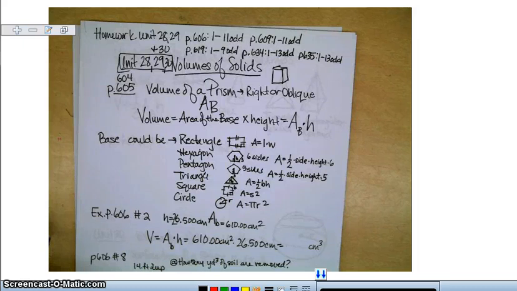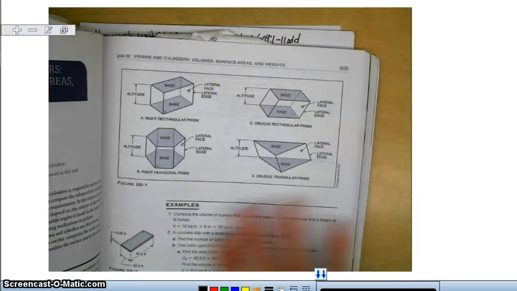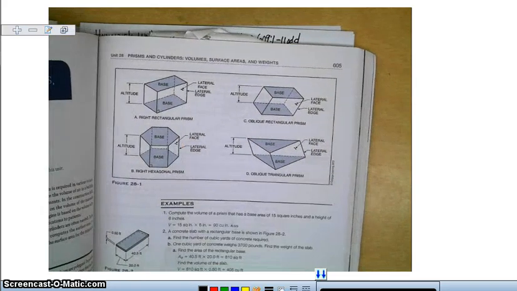Now the box could have different shapes of bases. It could have a triangle base. It could have a square base. It could have a hexagon for a base, but there are lots of different things. So here's just a picture. These are just some of the different types of prisms. These are examples of prisms.